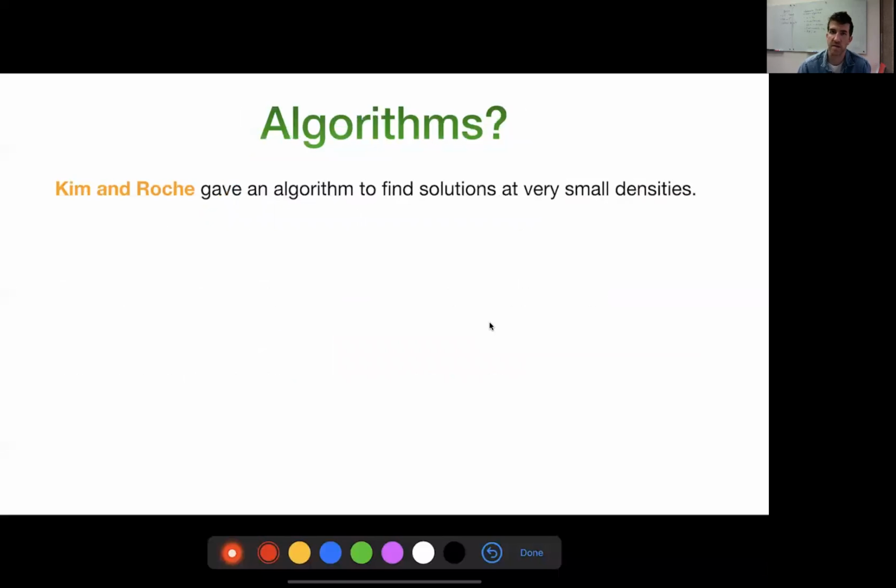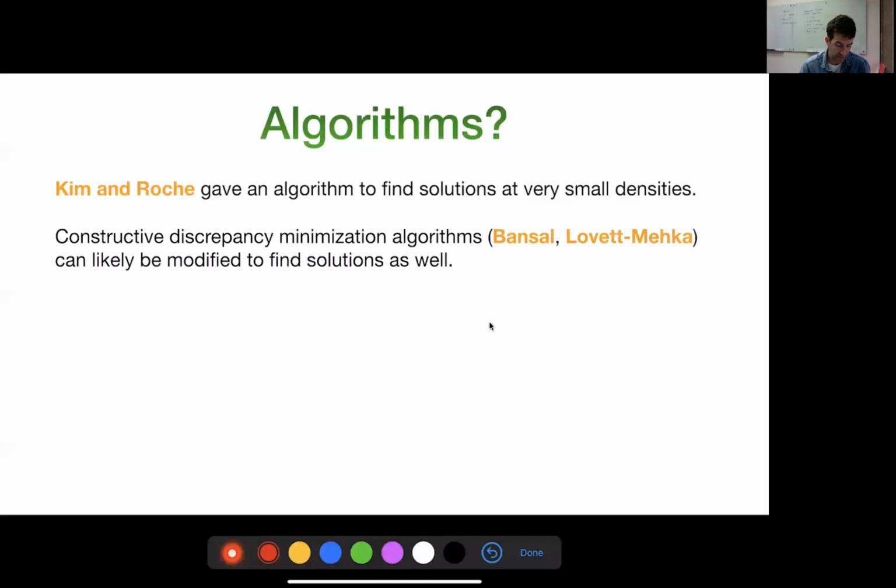The next question might be algorithms. Are there algorithms to find solutions given the instance? Kim and Roche, improving some lower bound, actually gave an algorithmic lower bound, and they gave an algorithm to find solutions at very small densities. And you can likely modify, say, discrepancy minimization algorithms to find solutions at very small densities as well.